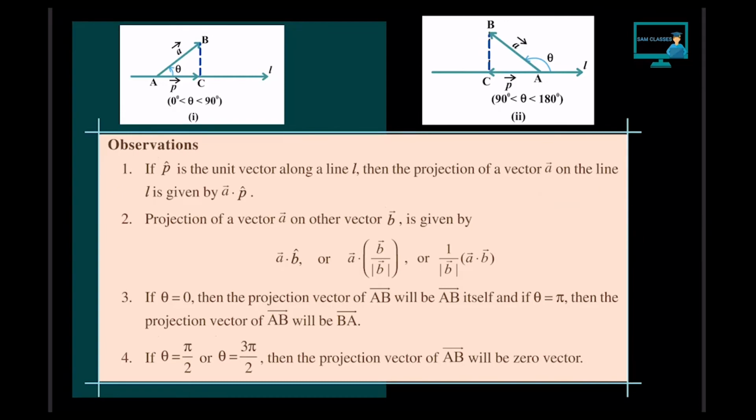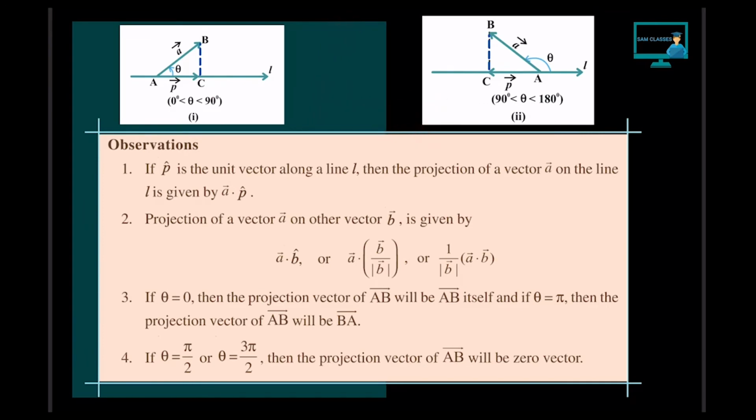Now, if theta is 0, the projection will be the same vector itself. If theta is equal to pi, it will be opposite, just the negative. Now if it is 90 degrees, does the vector have any projection? No, zero. For vectors at 90 degrees, let's say A vector and B vector, the projection is the zero vector. Clear? So four points, very important.